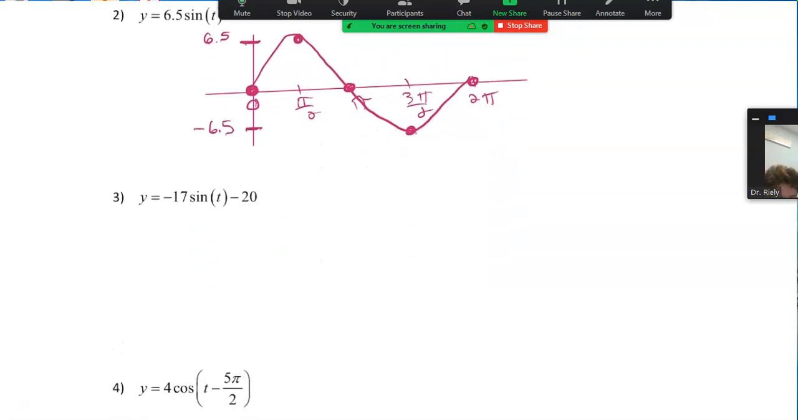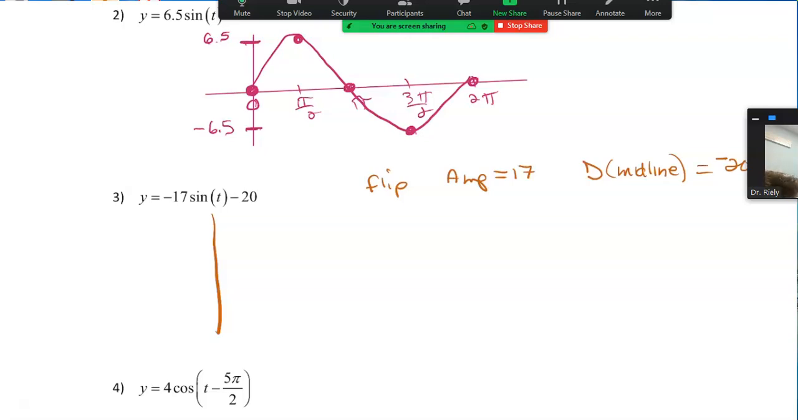There's more changes coming in the next problem. So here I see that I have a flip. I have an amp equal to 17, and I have a D, or the midline, equal to negative 20. Okay, so I tell my class to do this.